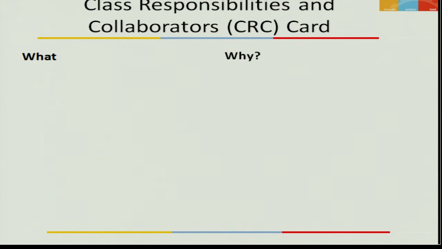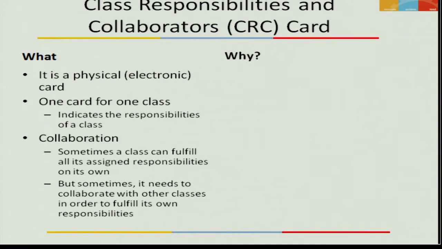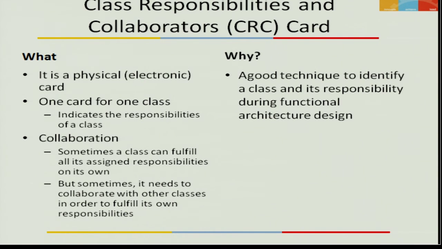This is called the CRC card. Earlier it was a physical card, now it is an electronic card. One card is basically for one class. It indicates the responsibilities of a class, and it has another part which basically describes the collaboration. Sometimes a class can fulfill its assigned responsibilities on its own, but sometimes it requires help from other classes. So it's a very good technique to identify a class and its responsibility during functional architecture design.